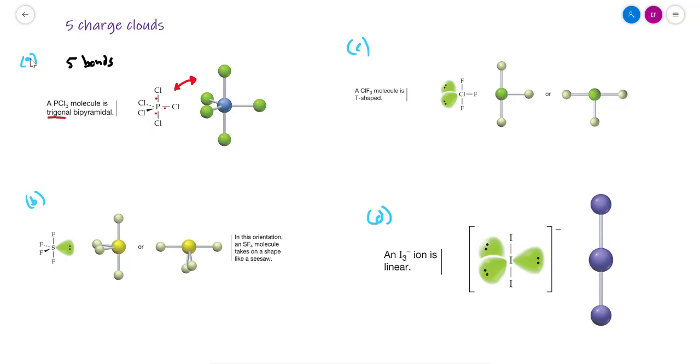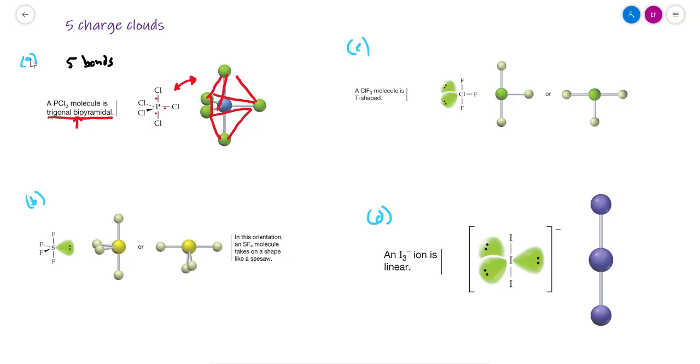We call this molecular shape trigonal bipyramidal, instead of trigonal pyramidal. The idea is that if you look at the triangular shape that gets formed in the center, we then have a pyramid that forms in this direction and a pyramid that forms in this vertical direction, and that's why it gets this bipyramidal shape. Okay, so let's look at B here.